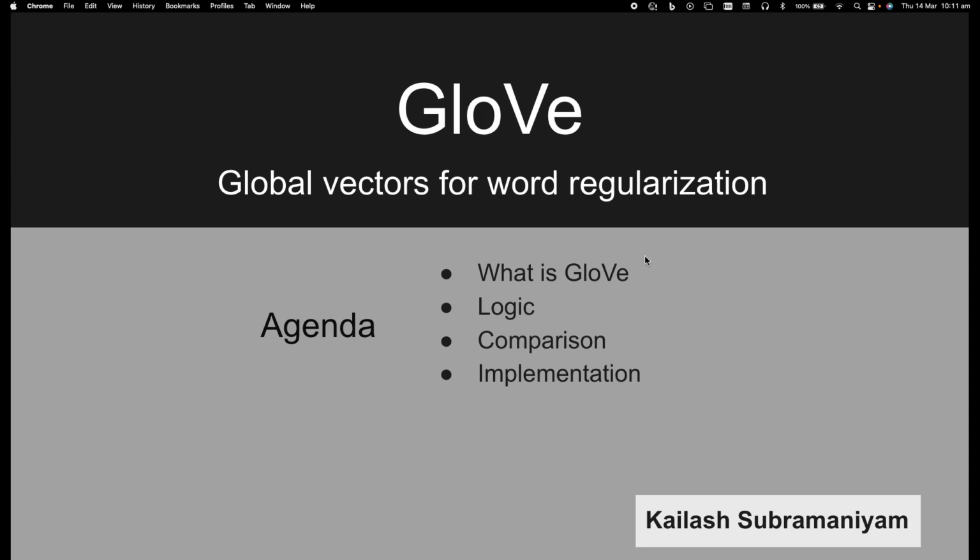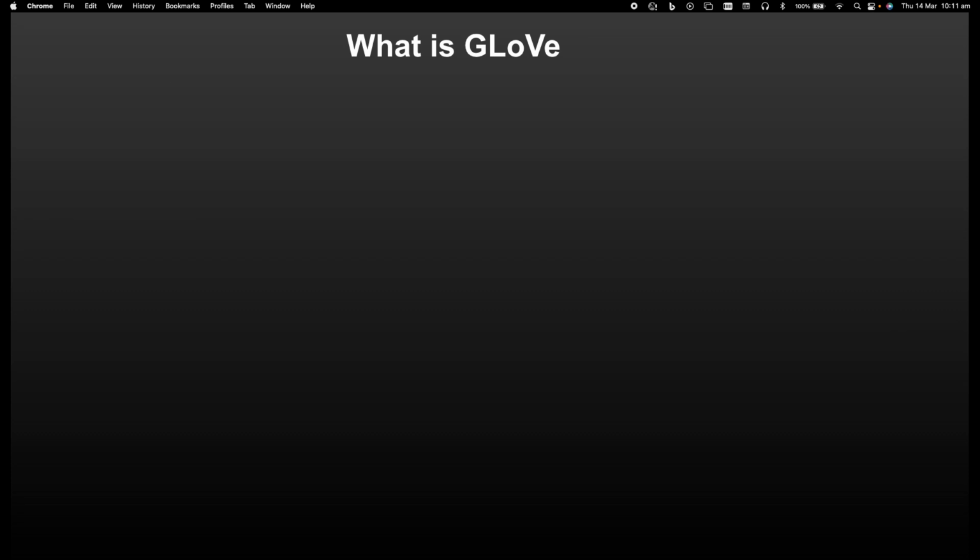So what is GloVe? It stands for Global Vectors for word representation. Now it sounds fancy, but doesn't say much. So we can just see what it is doing and what the logic behind it is. We're going to compare it with a few other predecessors and see how it does in implementation, and how it helps us in enhancing the embedding models that we already have. So let's see what GloVe is.